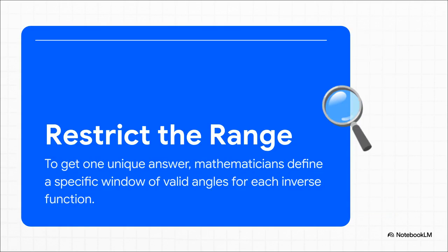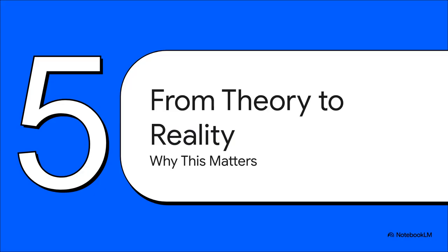The solution is actually really simple and kinda elegant. Basically, mathematicians all just agreed on a rule. Let's restrict the range. So for the inverse sine function, for example, it's programmed to only give back an angle that's between -90 and +90 degrees. That way, you get one single predictable answer every single time. Problem solved.